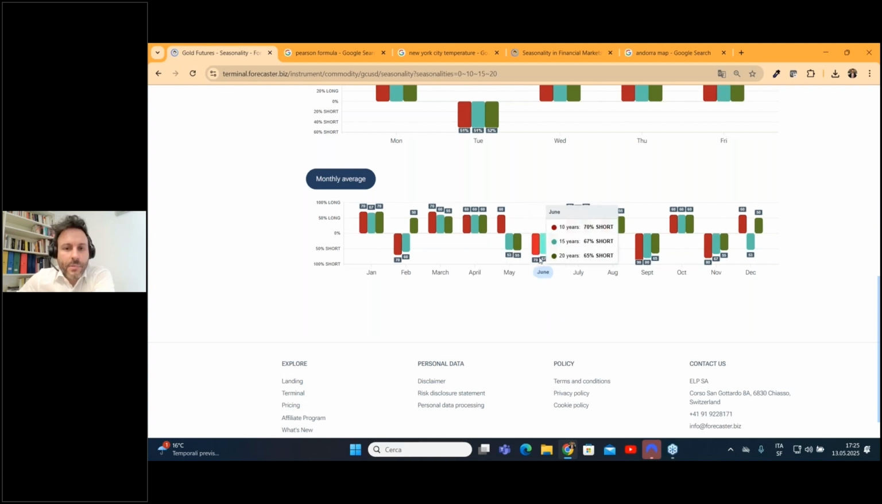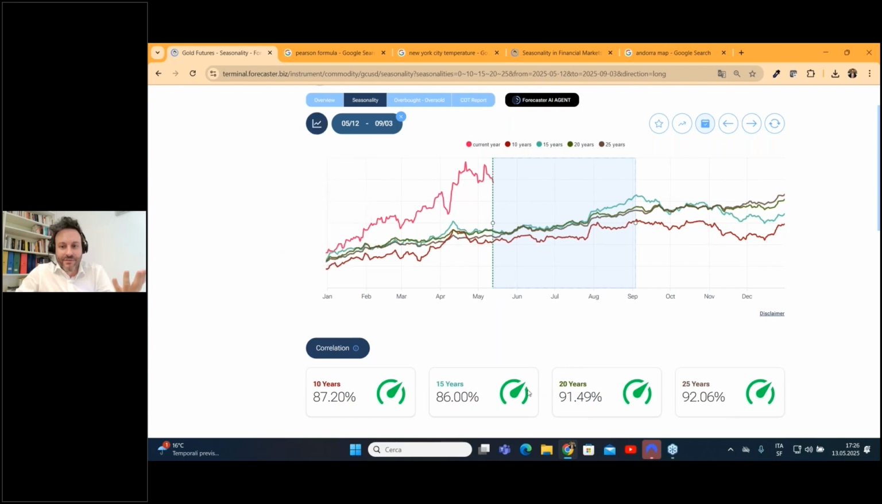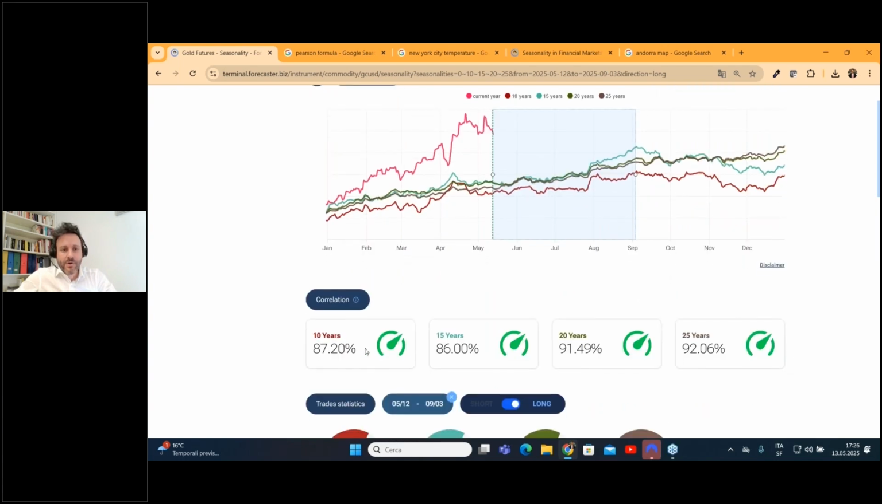For example, June was historically speaking a bad month for gold. September, historically speaking, was a bad month for gold. But we added the correlation, okay, because what happened in the past is not a promise for the future, okay? So we added the correlation in order to understand if today we can rely on seasonality. And in this case, of course, we can also use the 25-year seasonality because it has a very high correlation with the current year. But as you can see, the analysis for the next month is very consistent, because we have a high correlation on every seasonality, okay?